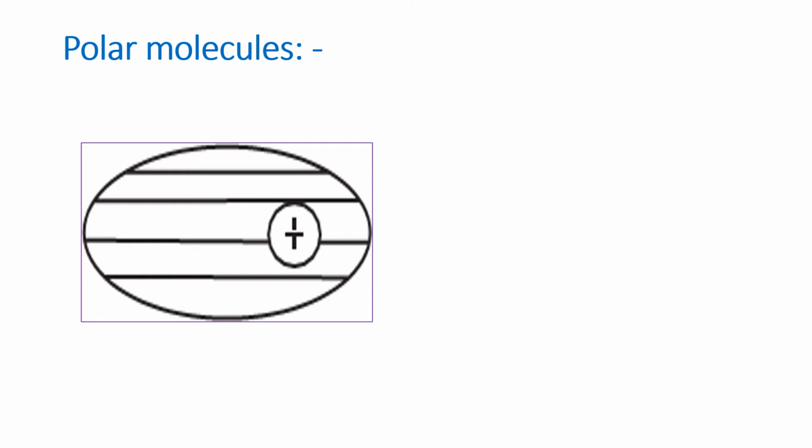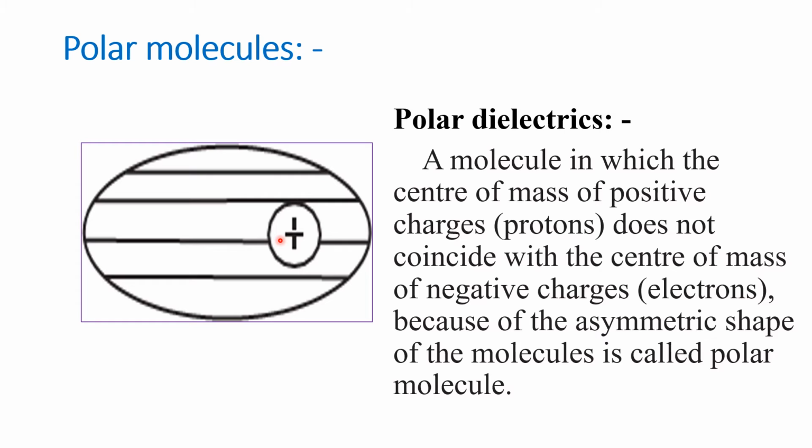The figure shows that the center of mass of positive charge does not coincide with the center of mass of negative charge. What are polar dielectrics? A molecule in which the center of mass of positive charges does not coincide with the center of mass of negative charges because of the asymmetric shape of the molecule is called a polar molecule.